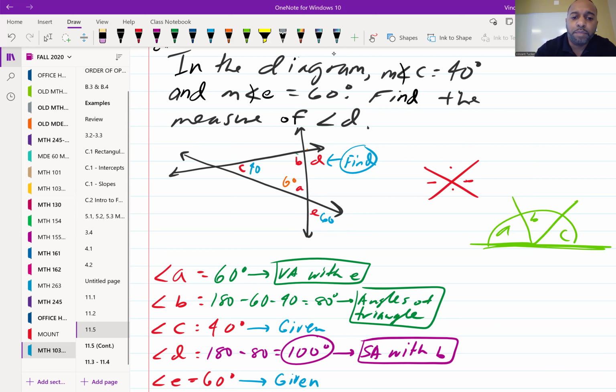And that's why I wrote down here, vertical angle with E. And then if I want to find B, we have a triangle right here. So that means angles A, B, and C add together to give you 180. So that's what I wrote right here. I just took 180 and I subtracted A and C from it. And that gives me 80 degrees.